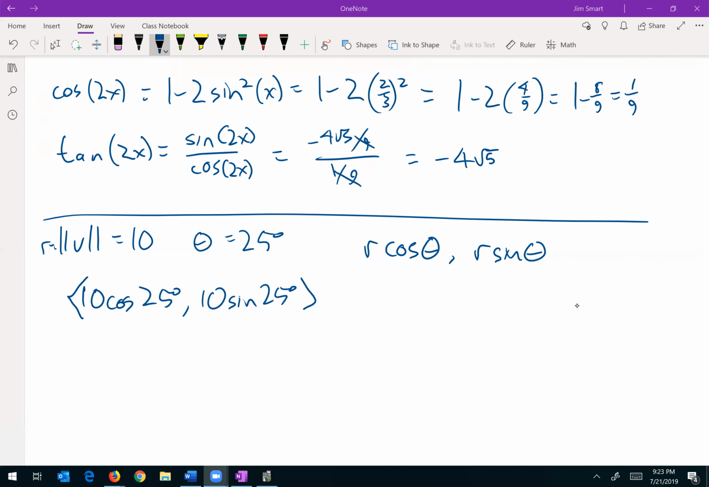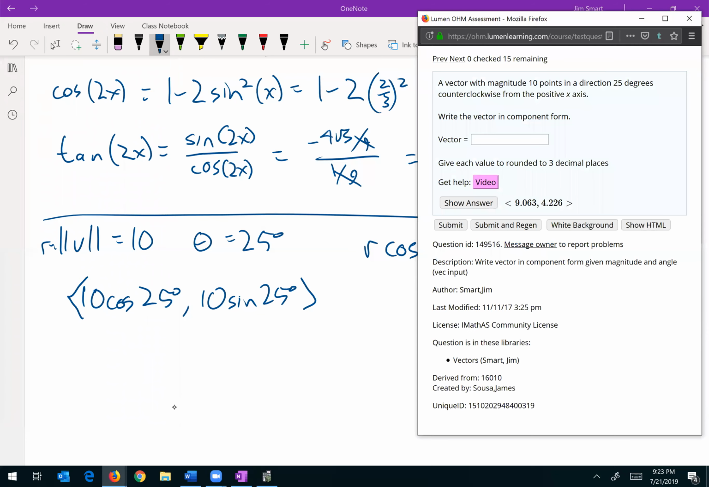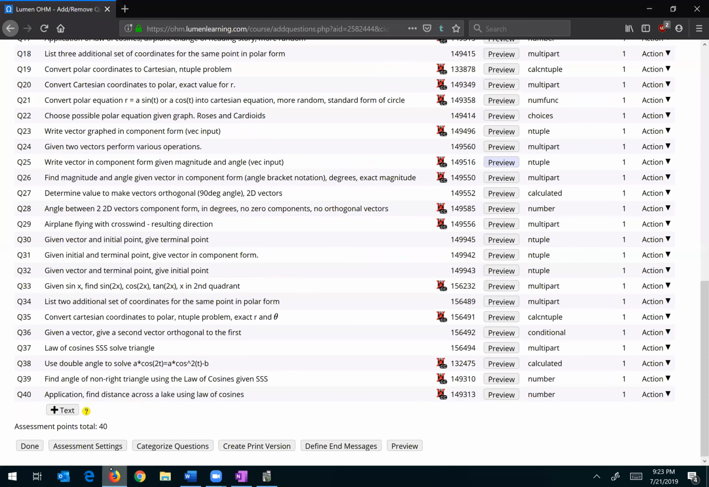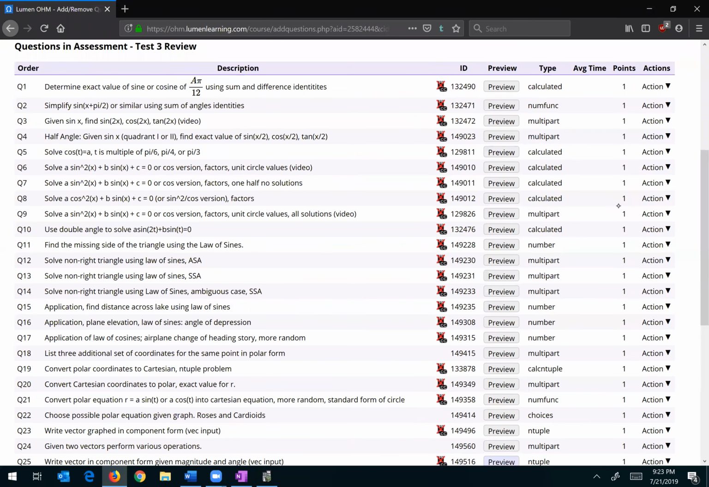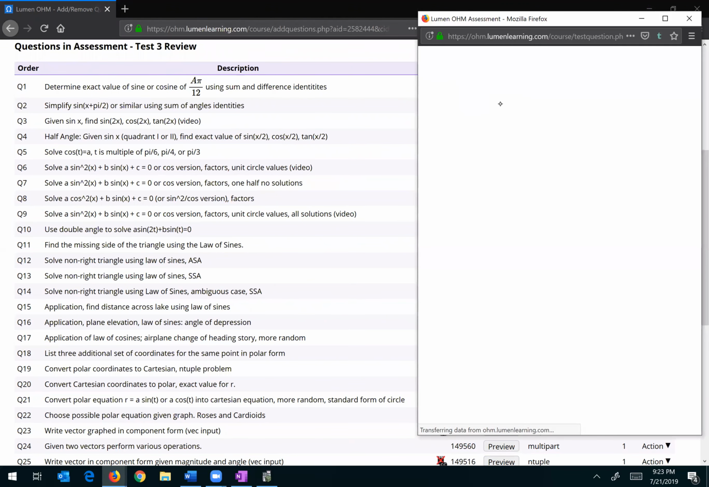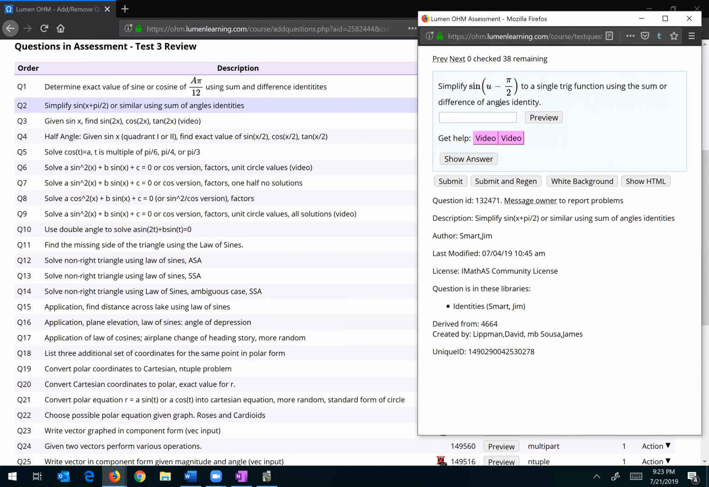All right, simplify this to a single trig function: sine of u minus pi over 2.